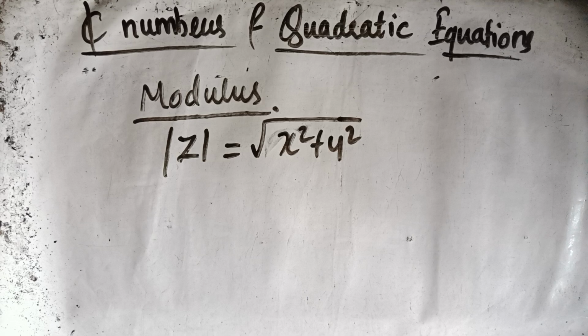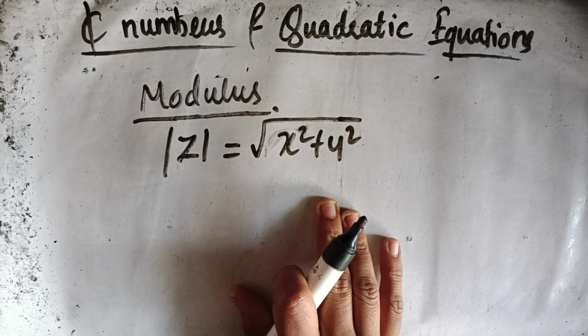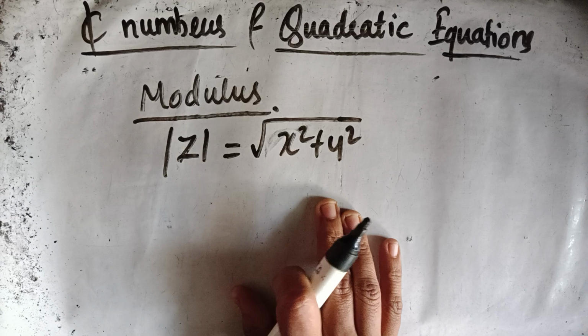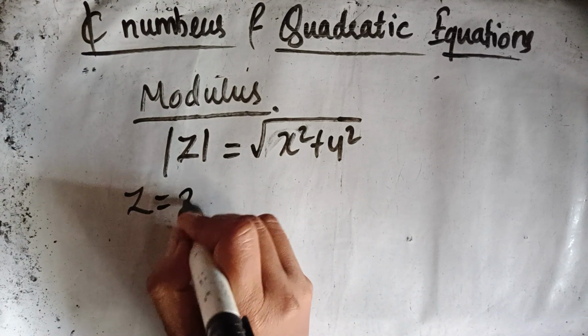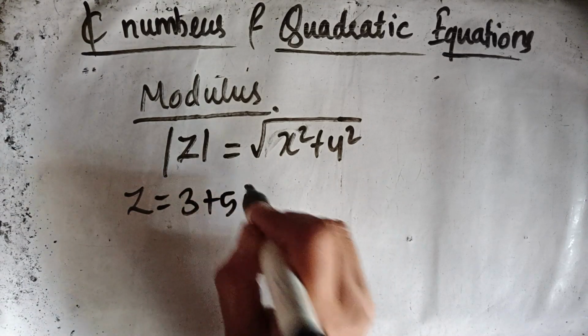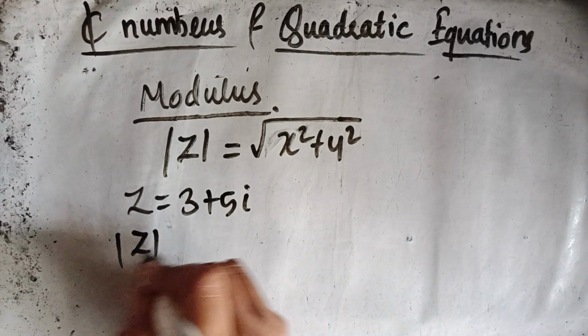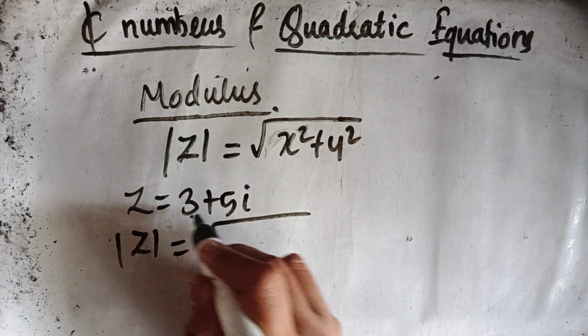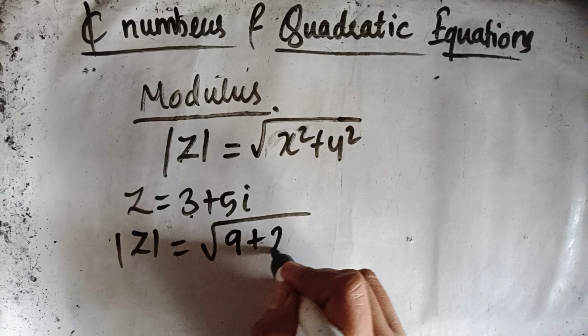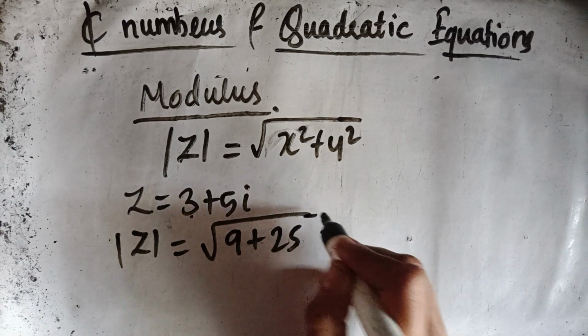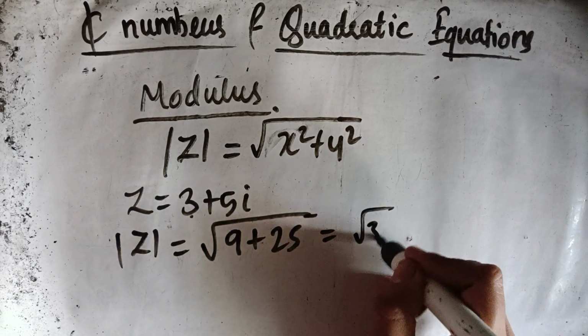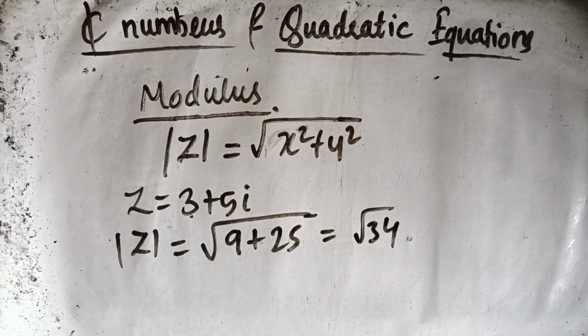And some properties are there in the textbook. First, we'll take one example for this. If you have a complex number, say 3 plus 5i, then modulus is given by root of 3 square plus 5 square. Okay.